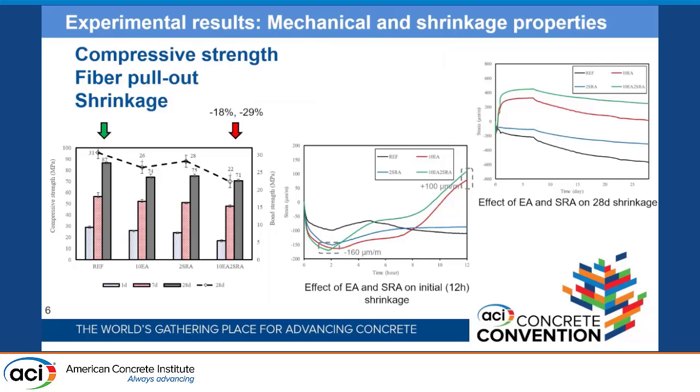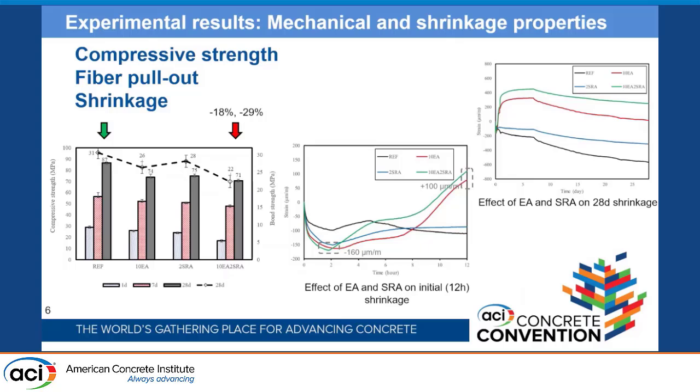Compressive strength and fiber pull-out strength results are shown on the left plot. As you see, using the shrinkage mitigating materials led to the mechanical properties reduction, and the highest reduction was when I used them in combination: 18% for 28 days compressive strength and 29% for fiber pull-out strength at 28 days.